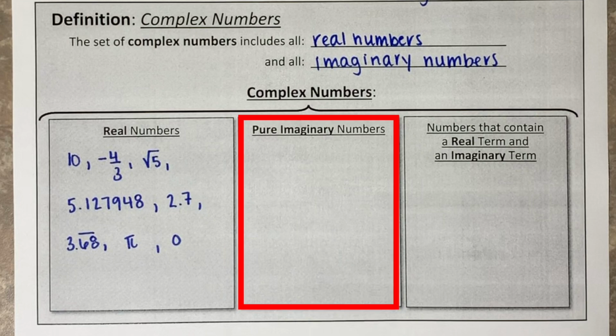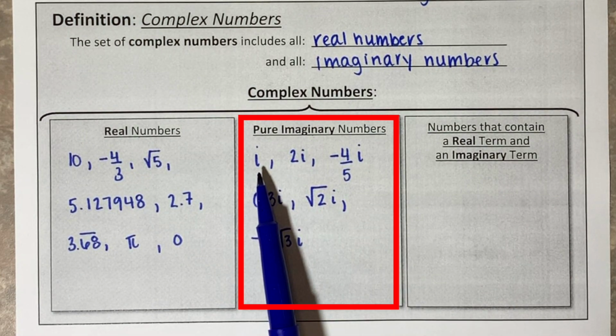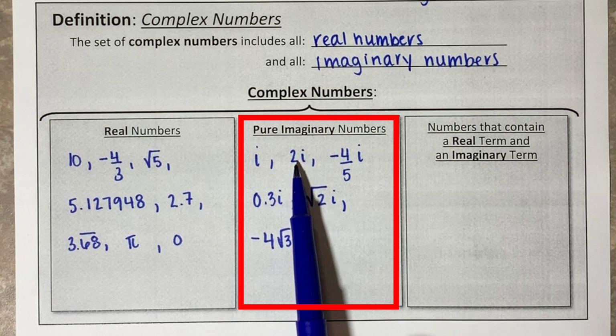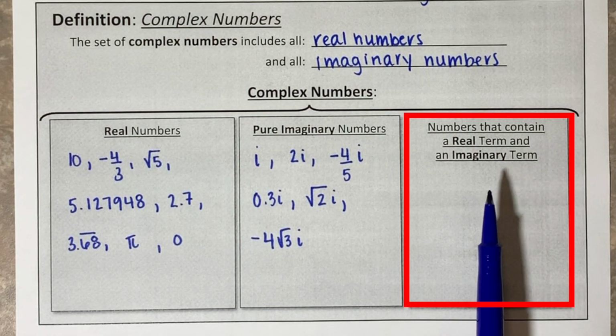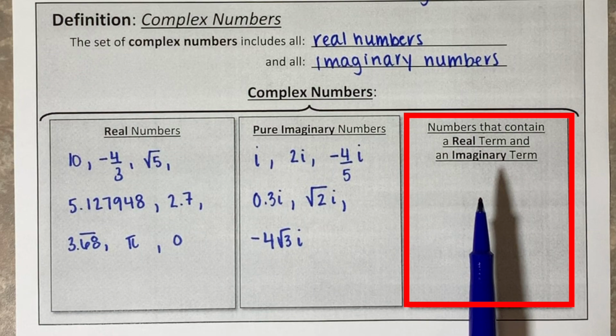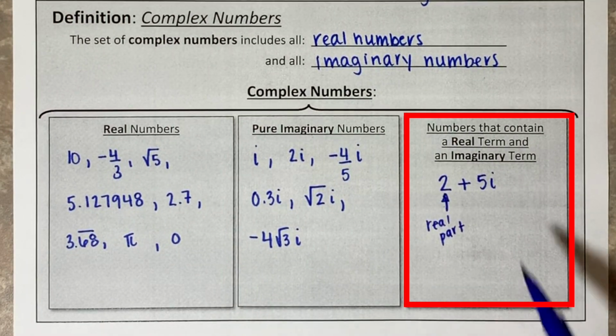The term complex numbers also includes what we call pure imaginary numbers. So here's some examples of pure imaginary numbers. i is a pure imaginary number, and any number involving i with a coefficient attached to it is also called a pure imaginary number. Complex numbers also include numbers that are a combination of both real and pure imaginary numbers. So here's a number that has a real part and an imaginary part.